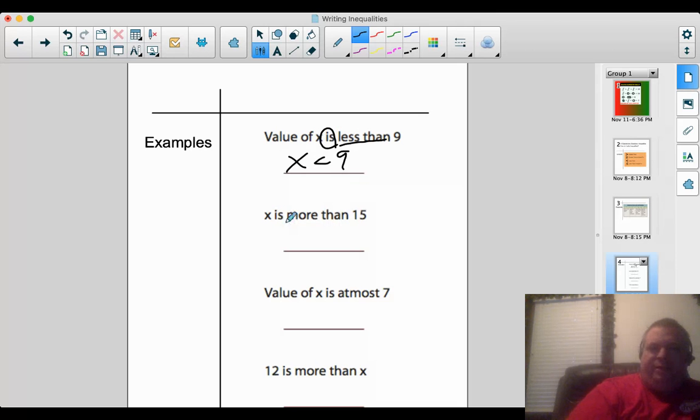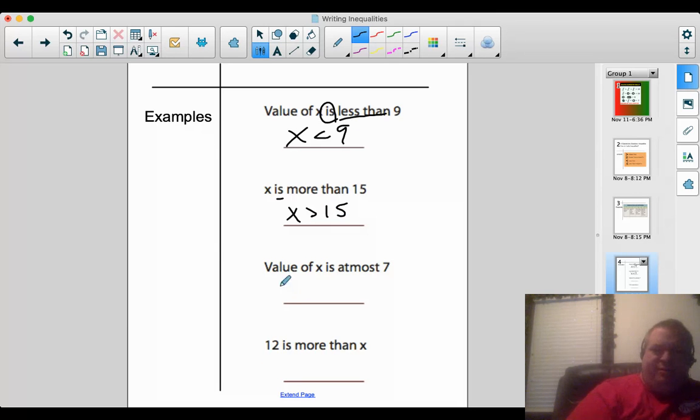Okay. Same thing here. X is more than 15. So x is more than means greater than 15. Okay. Value of x is at most 7. So remember, at most, if we look at our chart, at most means less than or equal to. Right? If the most it can be is 7, it's going to be either 7 or less than 7. So x is less than or equal to 7.